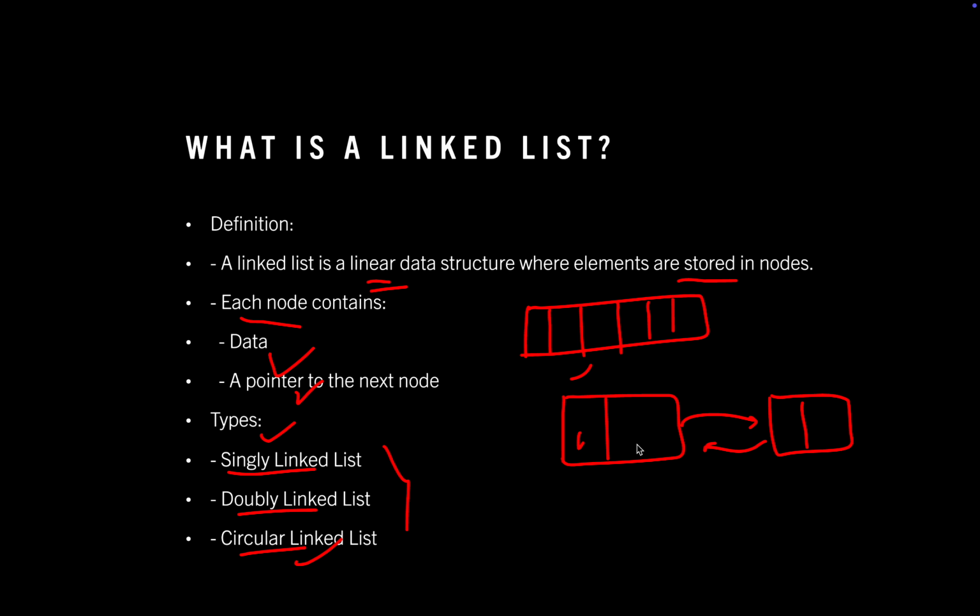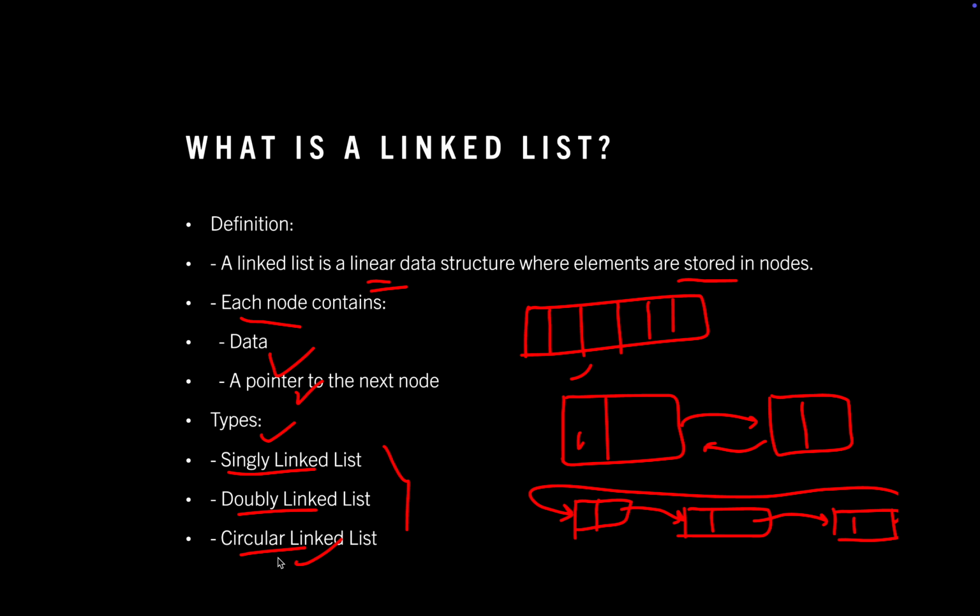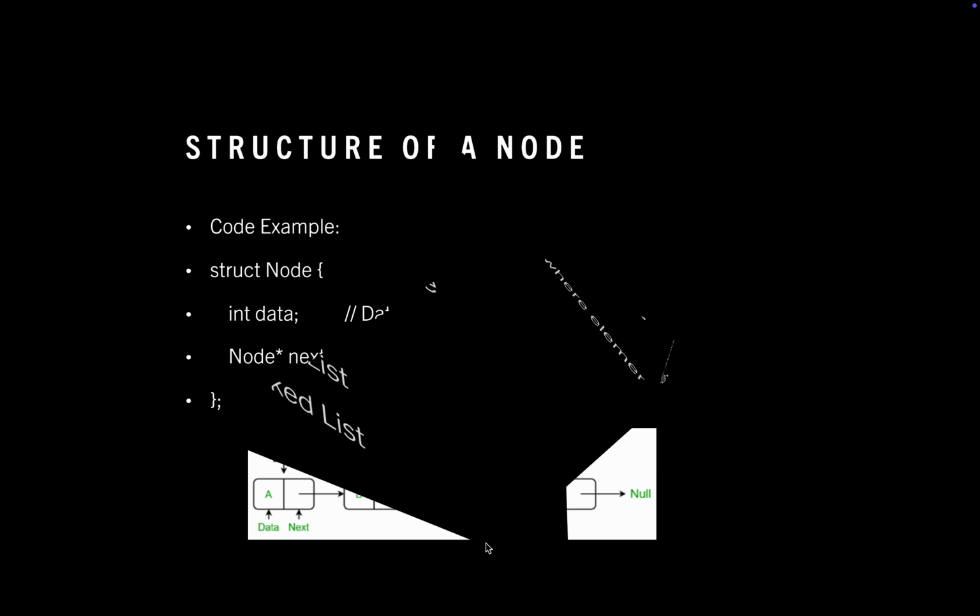And what is a circular linked list? This is a node, this is another node, and this is another node. This node is connected to this node, which is connected to this node, and after that this node is connected back to the first node. That's how a circular structure is developed. So that is a circular linked list.